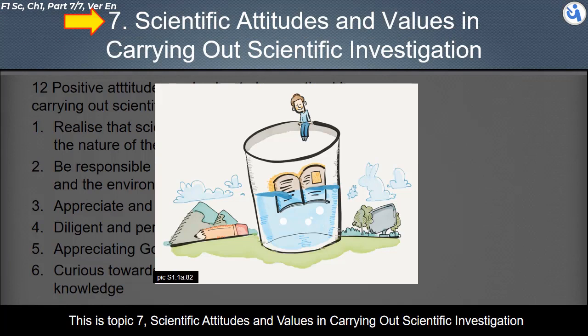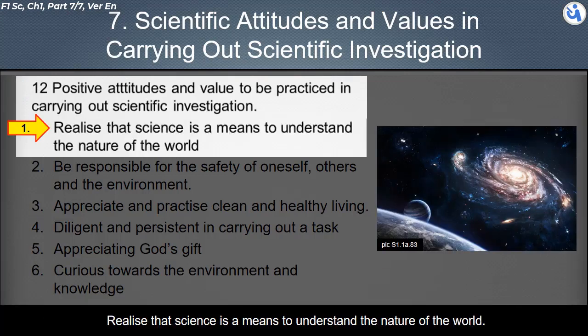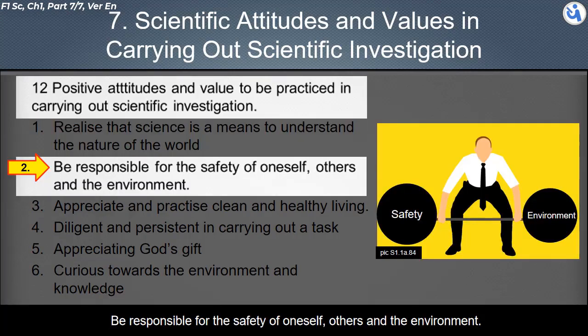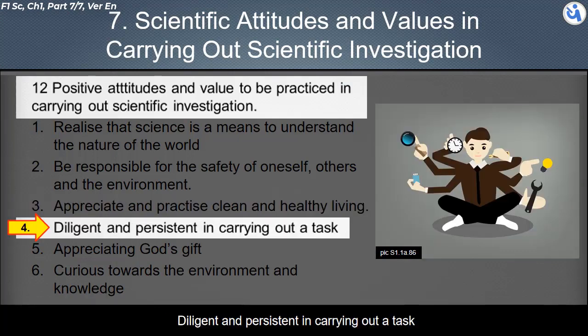This is topic 7, Scientific Attitudes and Values in Carrying Out Scientific Investigation. Here are 12 positive attitudes and values to be practiced in carrying out scientific investigation. Realize that science is a means to understand the nature of the world. Be responsible for the safety of oneself, others, and the environment. Appreciate and practice clean and healthy living. Diligent in carrying out a task.